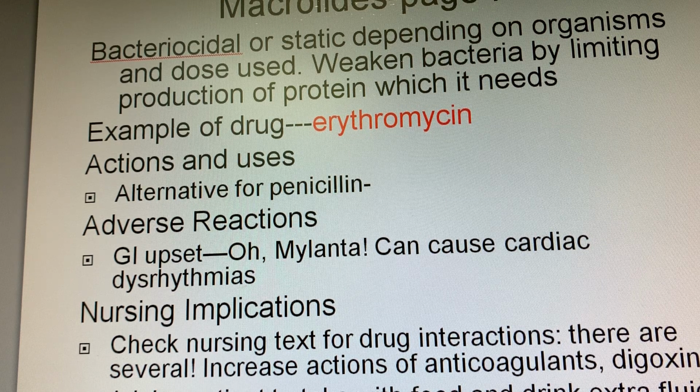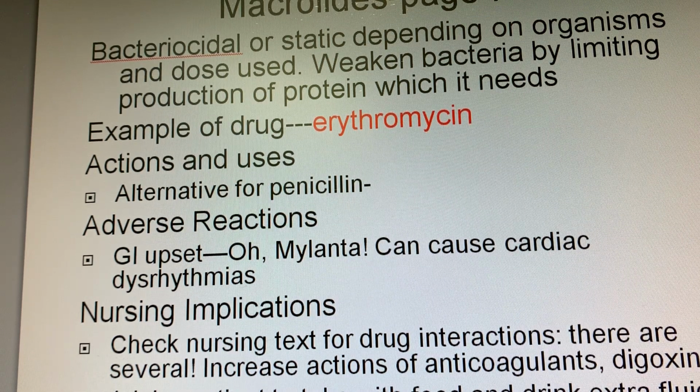But that's very common. You can take it with food, and I advise you to, and you should drink extra fluids. In severe cases, these drugs can cause cardiac dysrhythmias, but that's very unusual. The main thing you're going to see is stomach cramping, possibly some diarrhea, and some nausea. You want to check the nursing text for drug interactions because there are a number of them on page 74.